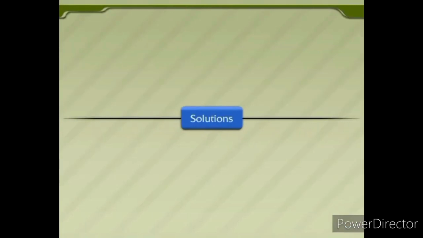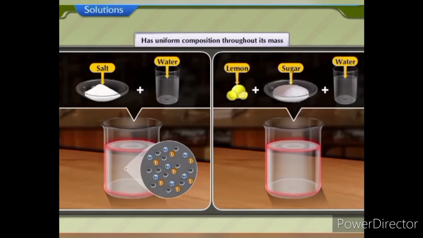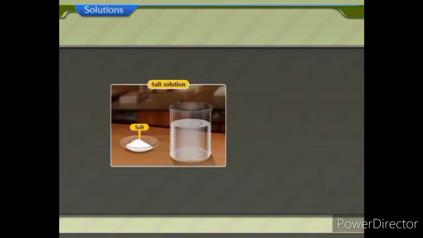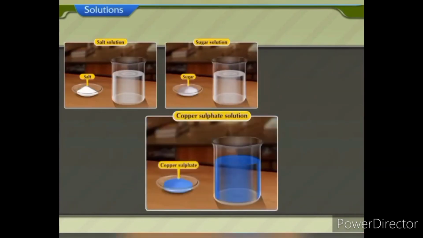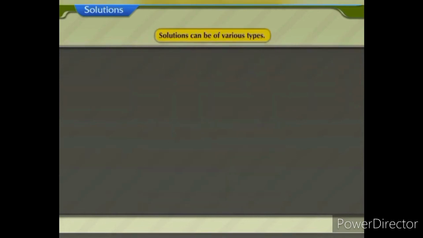Solutions. A solution is a homogeneous mixture of 2 or more substances. Such a mixture has uniform composition throughout its mass. A salt solution, sugar solution, copper sulfate solution, lemonade, a sweetened drink made from lemon juice or lemon flavor, are examples of solutions. Solutions can be of various types.